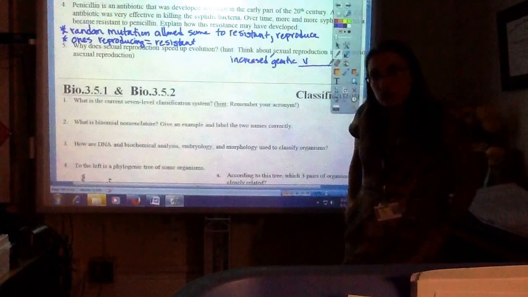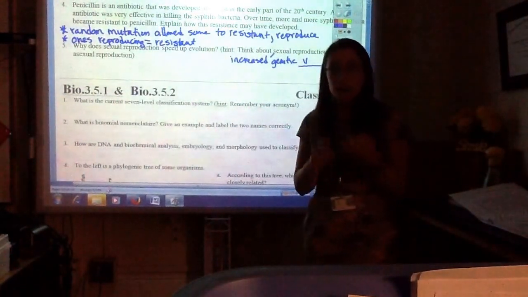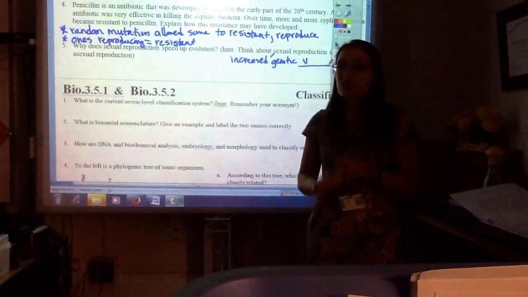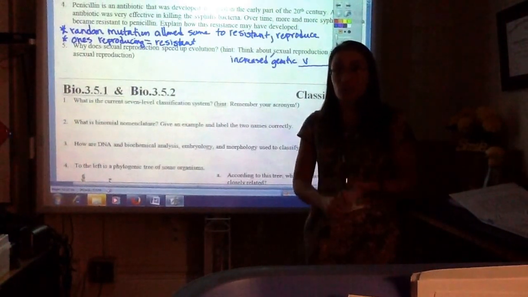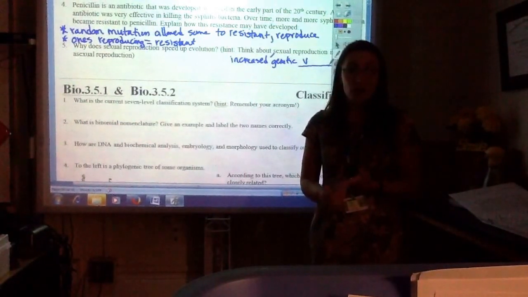Now, as you're finishing this section of the study guide, you'll notice that there are not graphs of stabilizing, directional, and disruptive selection. So it is really important that you go back and review your notes. You need to be able to recognize those three graphs. They will be on your EOC.